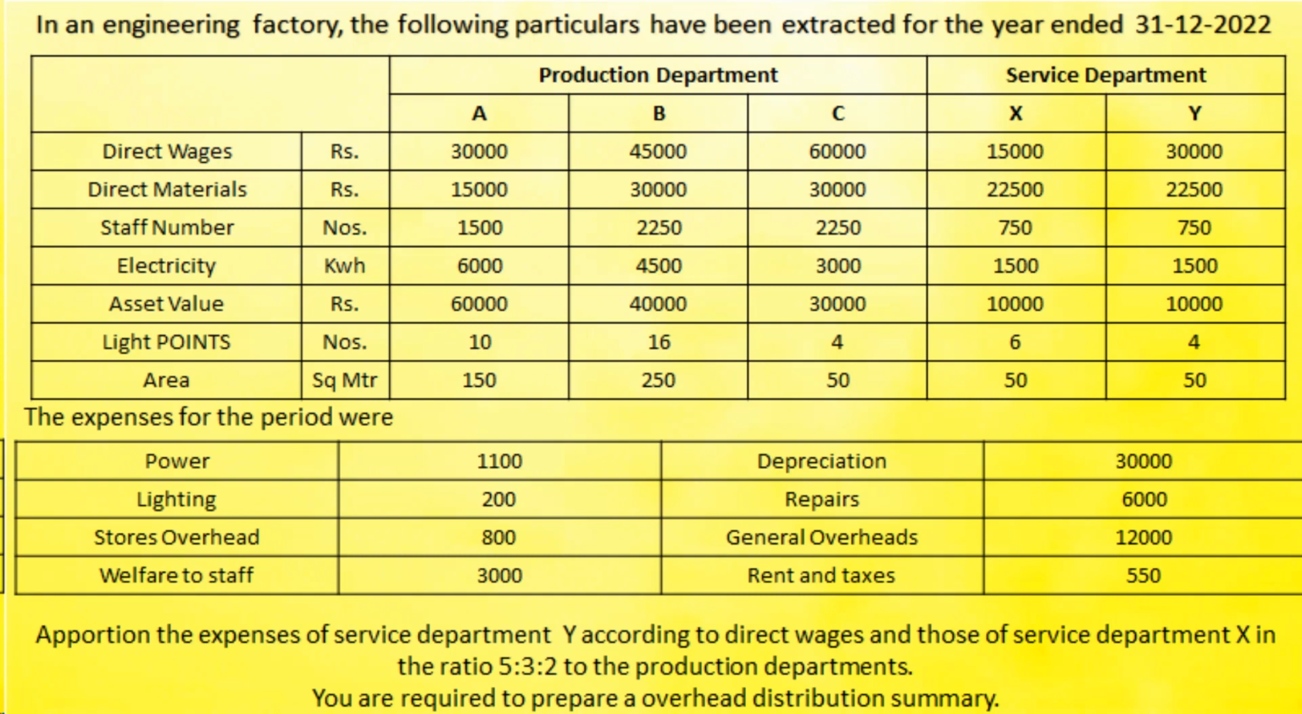Next, apportion the expenses of service department Y according to direct wages. So whatever amount comes for department Y should be apportioned on the basis of the direct wages ratio. Then whatever the cost is in service department X should be apportioned on the basis of 5:3:2 ratio. Now let us see how to solve the problem.